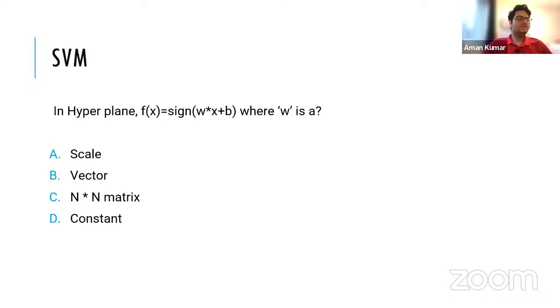So this question is related to SVM basically. In a hyperplane, f(x) equals sign of w into x plus b. You might know this from your SVM understanding, right? So sign of w into x means one can be positive class and one can be negative class, right? So either this function is plus or minus, and based on that the classification happens. So what is w here? I want to know.